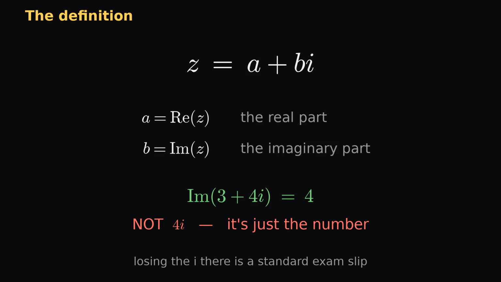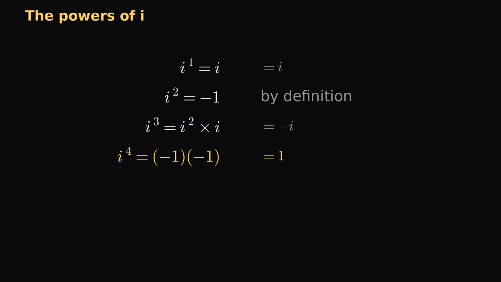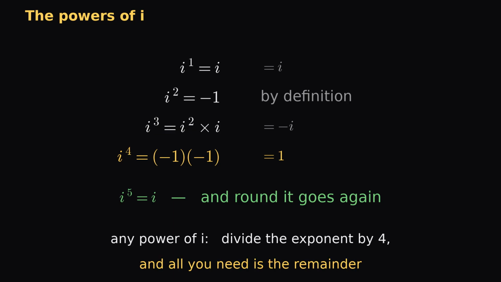Now the powers of i. i to the 1 is i. i squared is minus 1. i cubed is i squared times i, so that's minus i. And i to the 4th is minus 1 times minus 1, which is 1. Then it starts again. So they go round in a loop of 4, which means for any power of i, divide the exponent by 4, and all you need is the remainder.